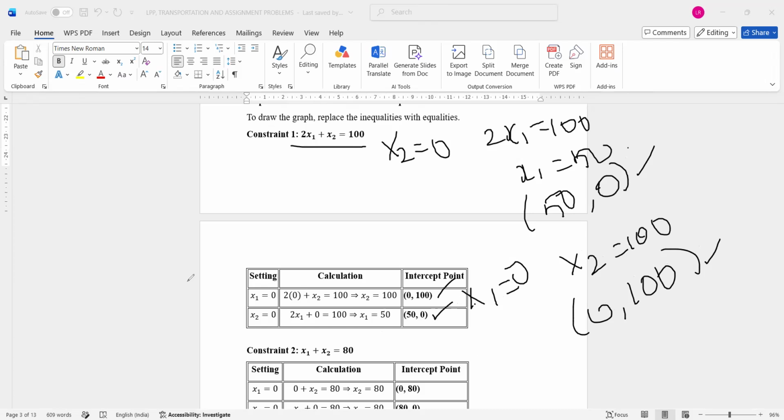Next, this one: x1 plus x2 is equal to 80. Here we can directly write 0 comma 80. You can put x1 is equal to 0, and then x2 is equal to 80.